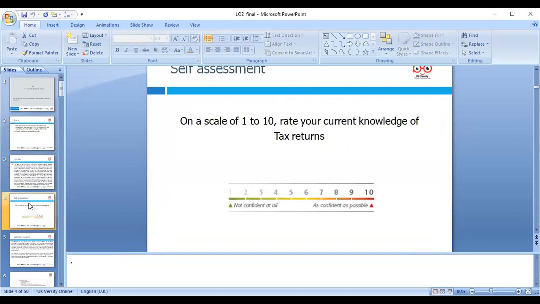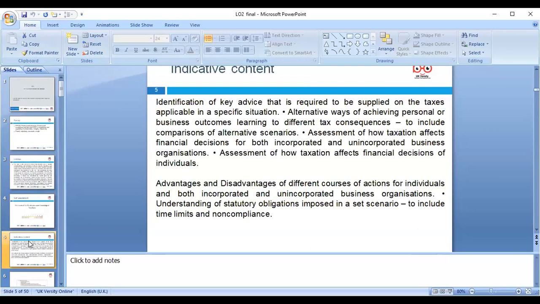It's always good to scale yourself from 1 to 10 and reflect on how much you know about tax returns. Of course, most of you are dealing with this, so it's no issue really. Indicative content: our overall discussion will cover the personal and business outcomes relating to different tax consequences, comparing alternative scenarios for individuals as well as incorporated businesses, the advantages and disadvantages, and different courses of action.